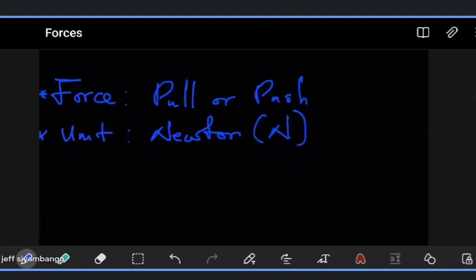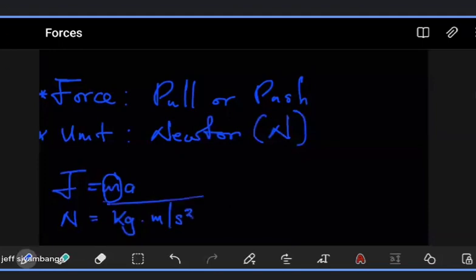Later on, we'll see a formula like F equals ma, which will show you that the newton, which is the unit of force, is actually made out of a kg that comes from the mass here, and then from acceleration, you have the meter per second squared. So we can look at the newton to be made out of these units.